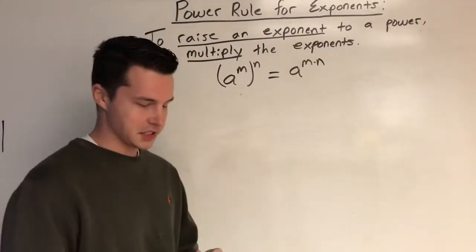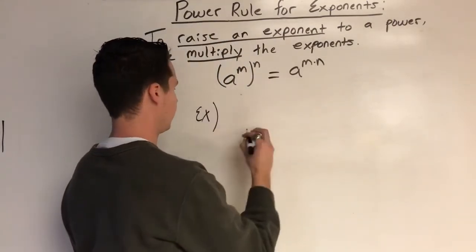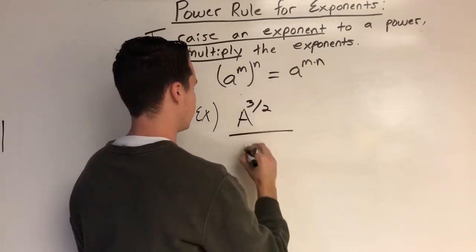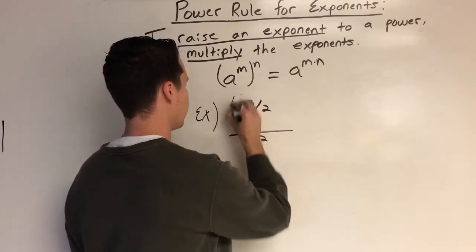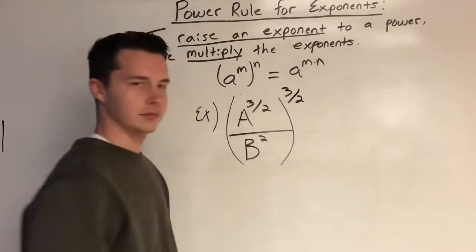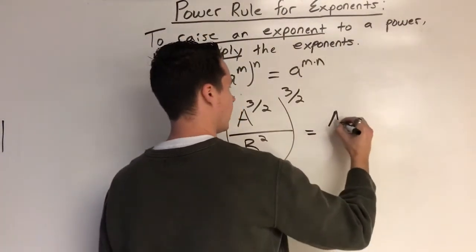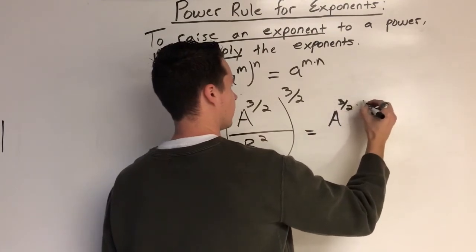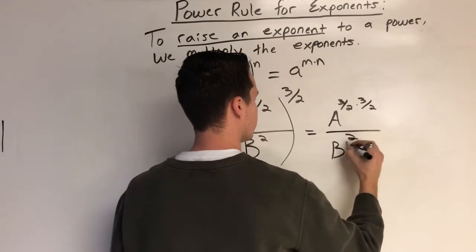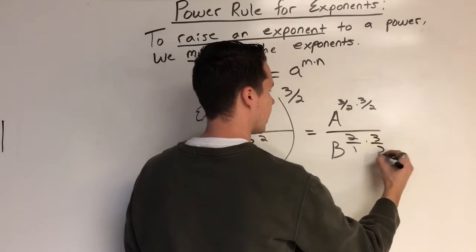Alright, for our last example, let's say I wanted to be a jerk and bring fractions into the mix. So we have a to the 3/2 over b squared. And we're going to do that raised to the 3/2. Gross. So let's rewrite this so it's not so intimidating. We'll have a to the 3/2 times 3/2 over b to the 2 over 1. Remember, a whole number is a fraction, just over 1, times 3/2.